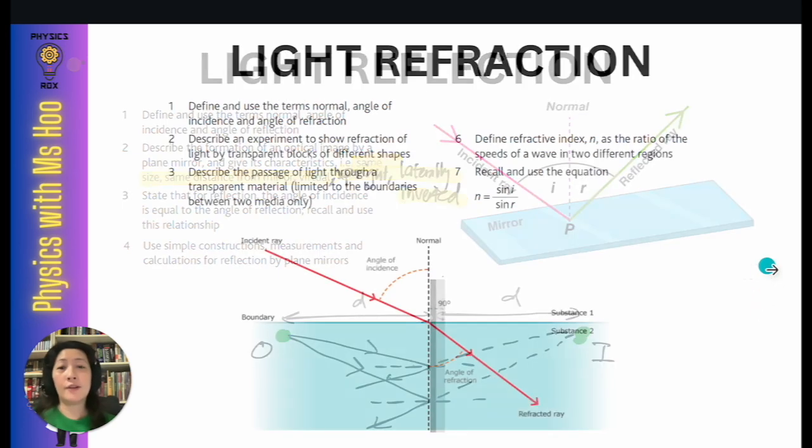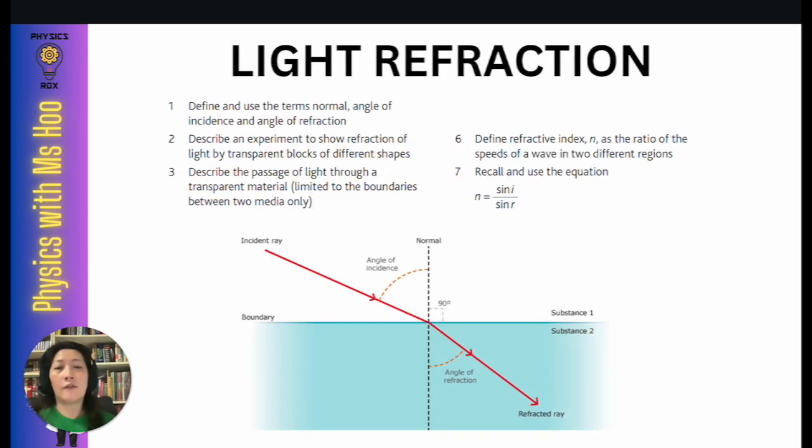Now let's move on to light refraction. For light refraction, you need to be able to use the terms normal, the angle of incidence, and angle of refraction. So again, remember that you measure the angles from the normal line to the light rays. The incident ray is the light ray that comes from the source, and the refracted ray is the light ray in a medium that has changed direction. Now you should also be able to describe an experiment to show refraction of light by transparent blocks of different shapes. For this, please watch my video with the experiment on the different transparent blocks.